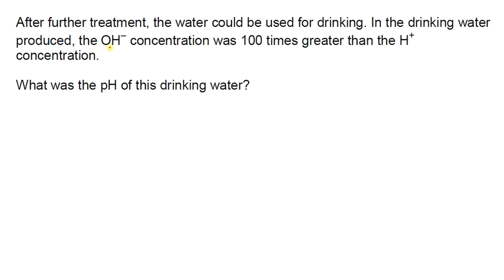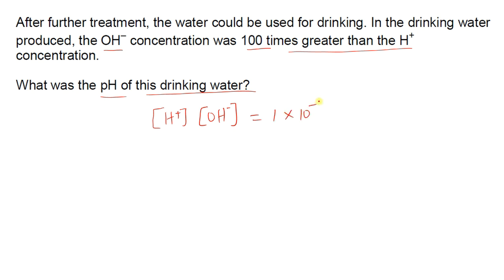After further treatment, the water could be used for drinking. The drinking water produced has an OH minus ion concentration 100 times greater than the H plus ion concentration. What's the pH of the drinking water? Now go back to your original Kw equation, right? Because this is what contains both H and OH. We know that this is 10 power minus 14 at 25 degrees C. Now we have this condition, OH minus concentration will be 100 times this.